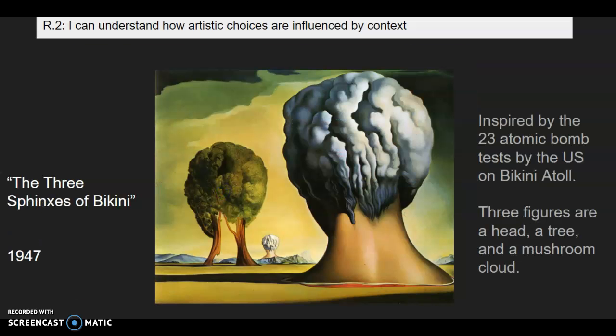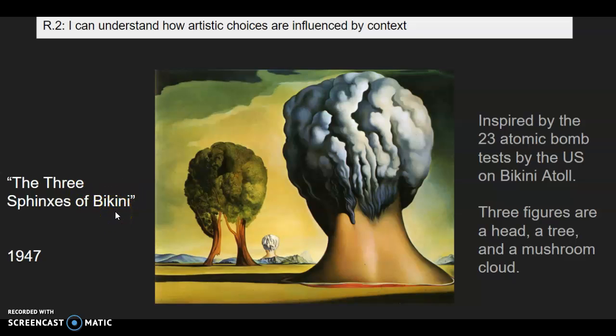All right, now this one, I don't want to run out of time, so I'm going to go kind of quickly, but you can see 3 images. They look similar to heads, right? Let's look at what the images are. We've got this one, and this one that are all the shape of heads. This one looks like a tree. These ones look like explosions. Now, it's called the 3 Sphinxes of Bikini, and we need to talk about that.